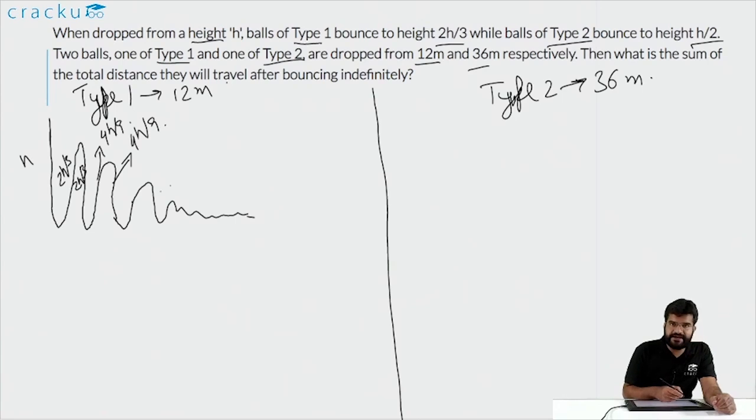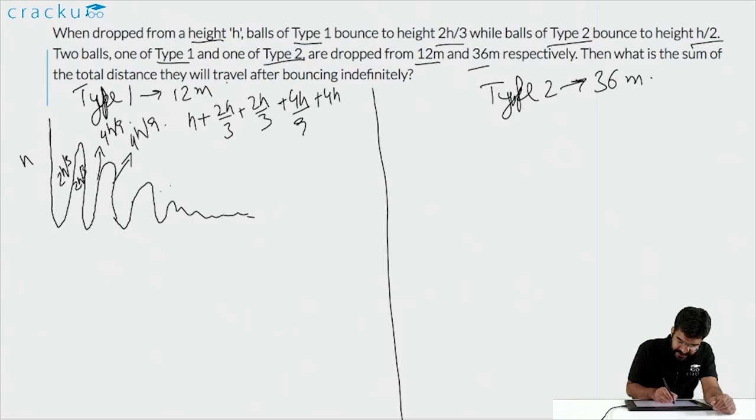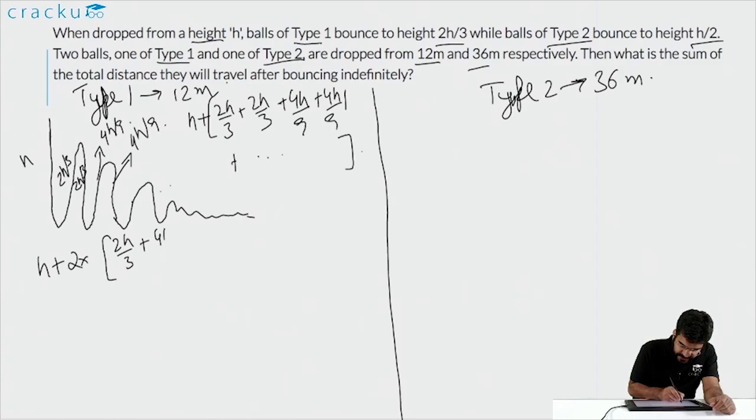So you can see that this is actually similar to a geometric progression, even though it is not exactly a geometric progression. So this will have h plus 2h by 3 plus 2h by 3 because it is done twice. It goes up once and it comes down again, plus 4h by 9 plus 4h by 9 plus dot dot dot. So if you ignore the initial h, every other term is repeated twice and it is a geometric progression of ratio 2 by 3. So the sum of this will actually equal h plus 2 into 2h by 3 plus 4h by 9 plus 8h by 27 and so on.